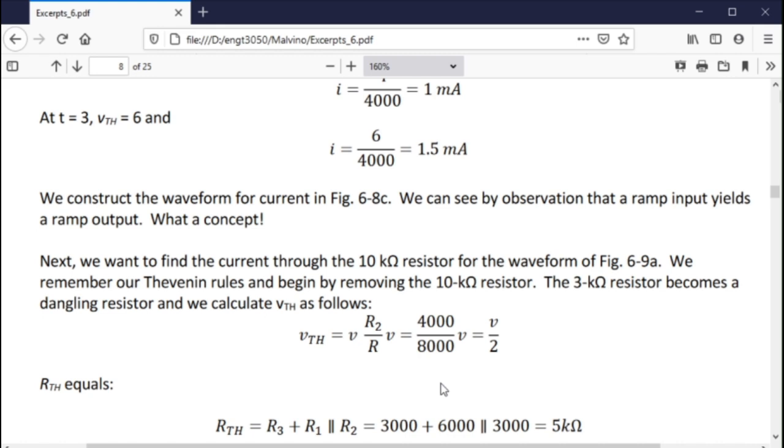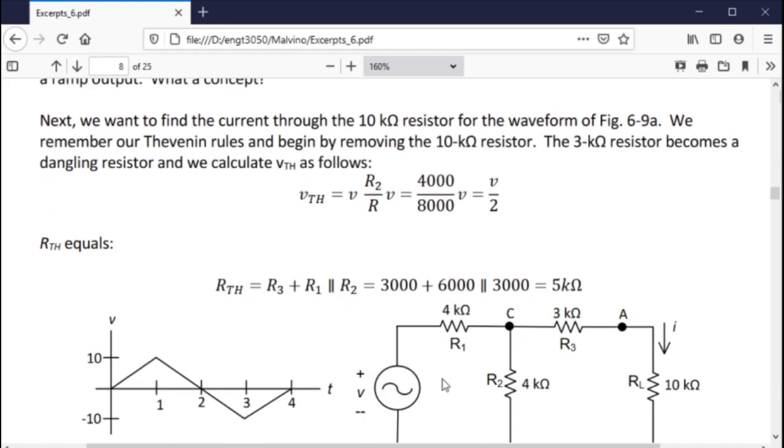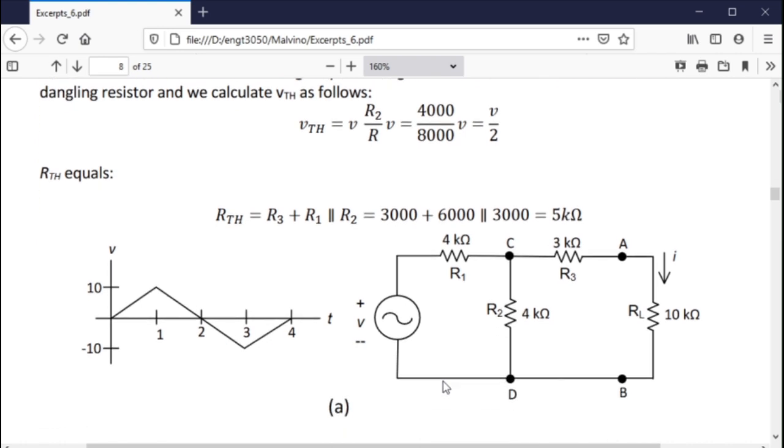Okay, so basically we're using the same rules that we had from before. Here we have a triangular waveform, and we find our R Thevenin, and we look at V. Now, in triangular waveforms, at 0, your output's going to be 0. But at the peak value, you need to calculate the peak.